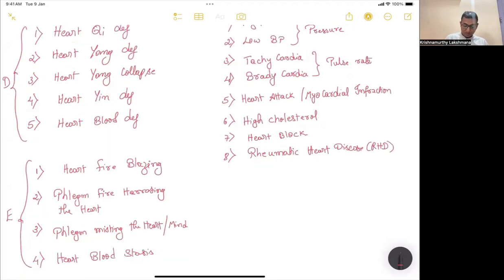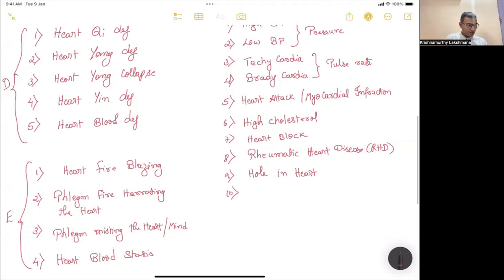Hole in heart. Okay. Portal hypertension, cardiac arrhythmia. Okay, the rhythm is not proper. Okay. Arrhythmia. Pulmonary heart diseases.